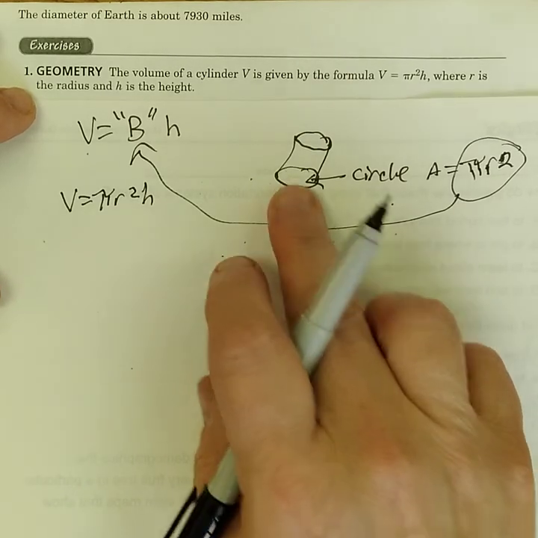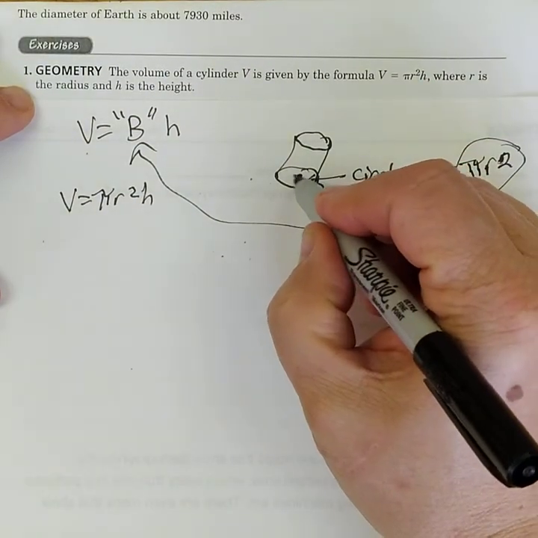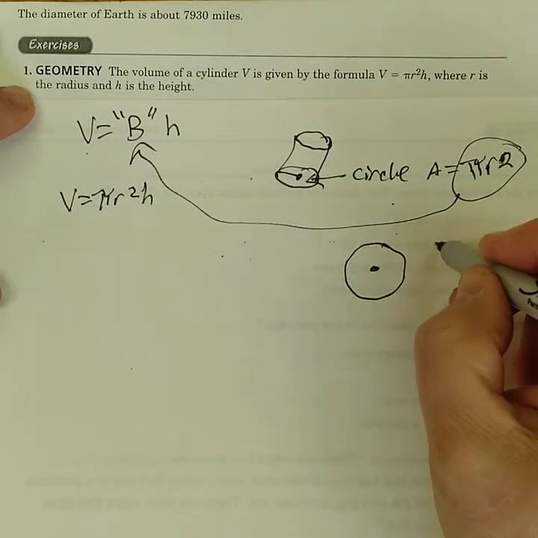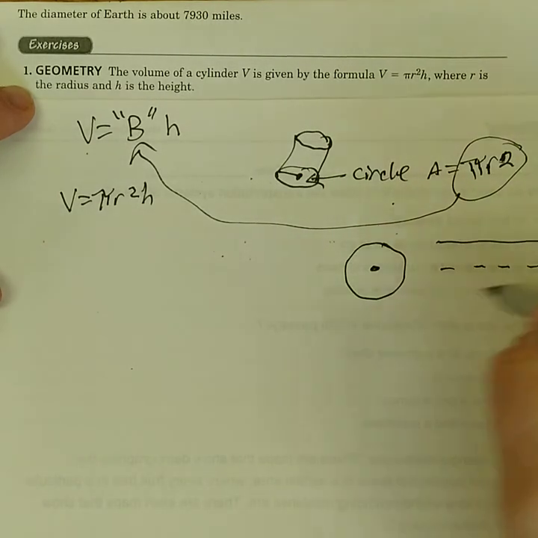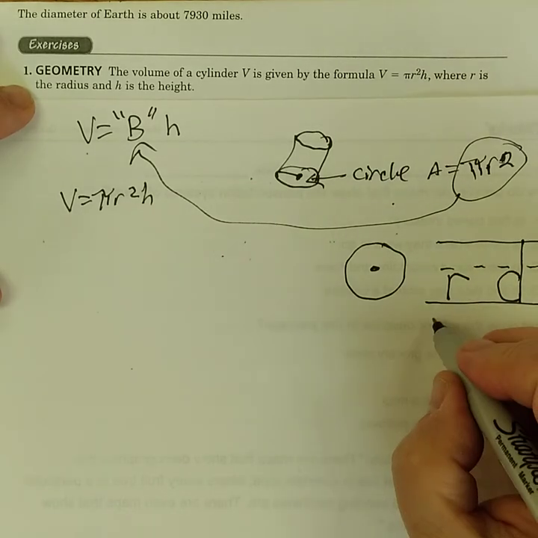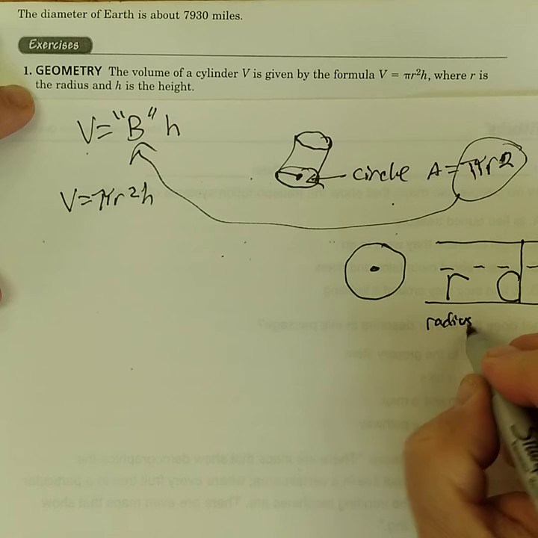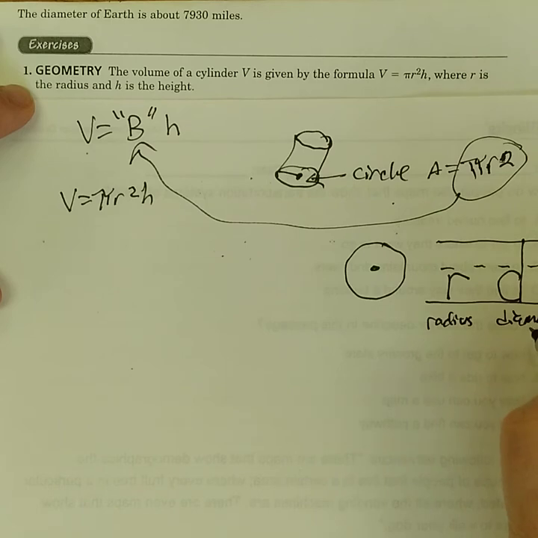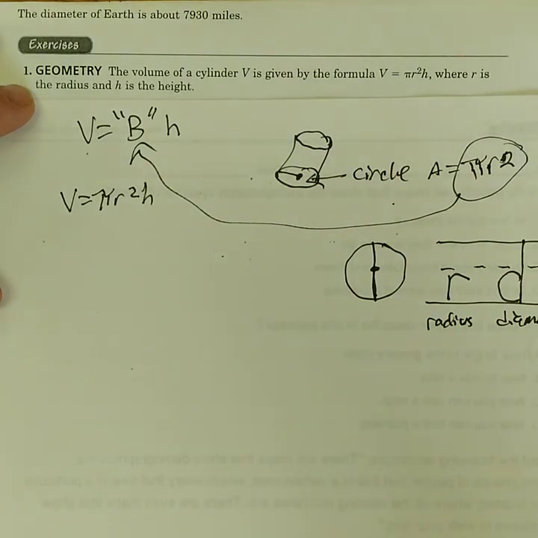So r is the radius, and remember, radius goes halfway across the circle. Remember when you were a kid and you were learning your letters, they said r goes halfway across the line and d goes all the way across the line? Well, that's how you can remember: radius goes halfway across the circle and diameter goes all the way across the circle. R is the radius and H is the height.